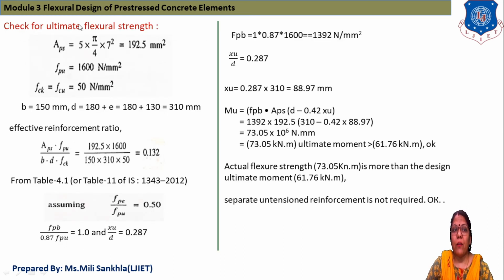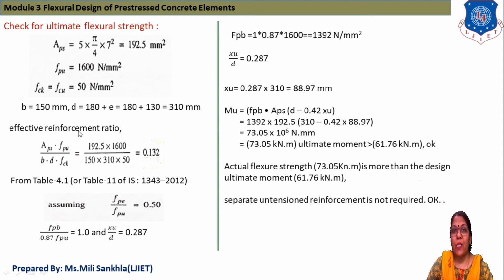Now we check the ultimate flexure strength. For that, first of all we find out area of prestressing steel, that is Aps. 5 wires are given and diameter is 7, so 5 into pi by 4 d square, 192.5 mm square. fpu is equal to 1600 Newton per mm square. fck is 50 Newton per mm square. b is equal to 150 mm. Then d is equal to 180 plus eccentricity e, eccentricity e we found 130. So overall effective depth is 310 mm.